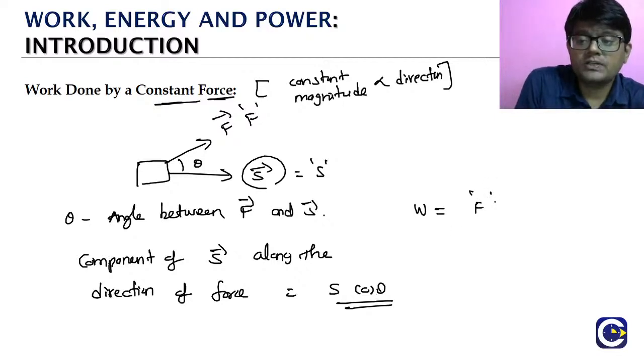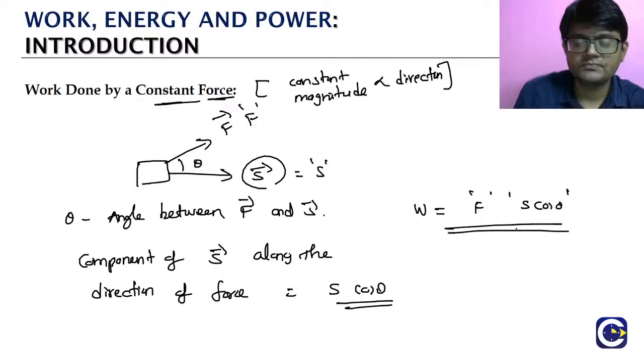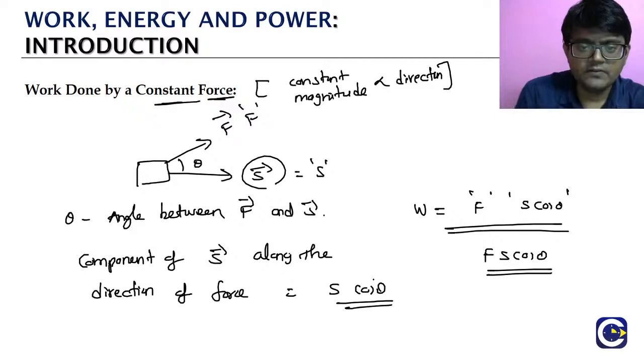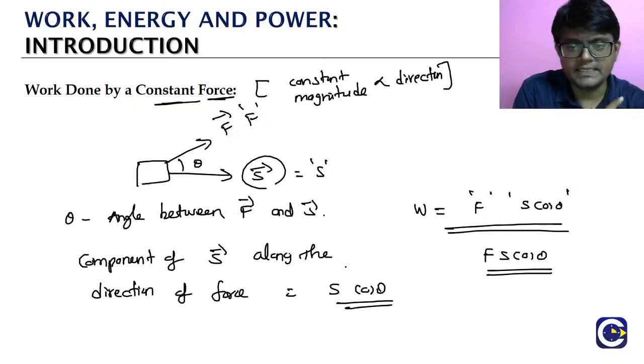So work is measured as what? The force magnitude multiplied by the component of the displacement along the direction of the force. It is S cos theta. So it will be F into S into cos theta. So the work done by the constant force, for a given displacement with theta as the angle between the force vector direction and the displacement vector direction, what is the work done? It is F S cos theta.